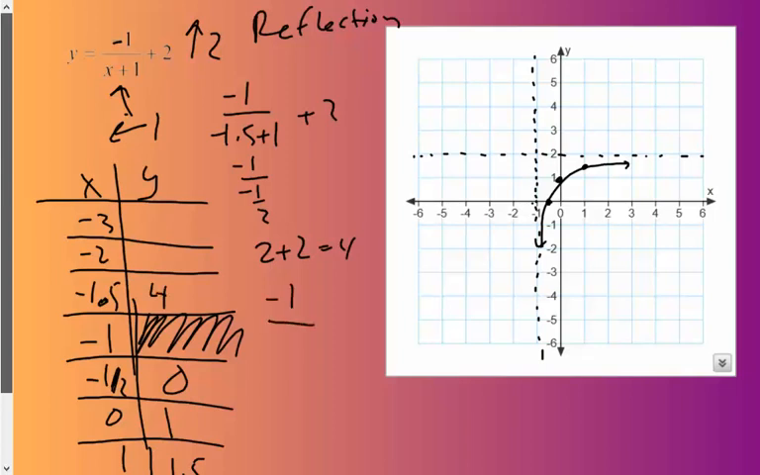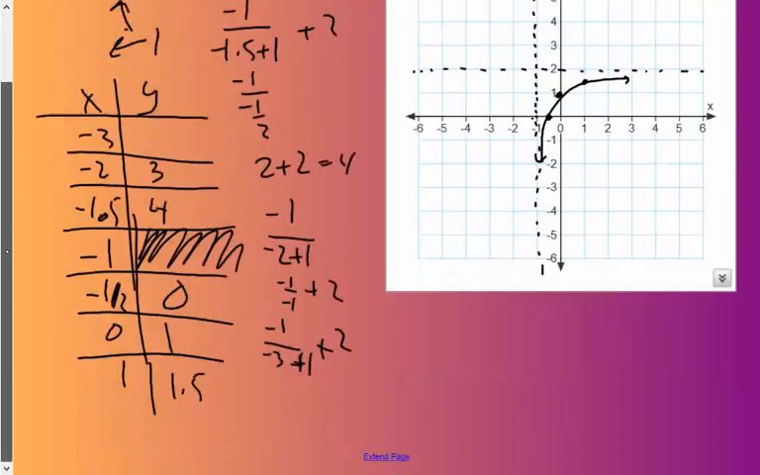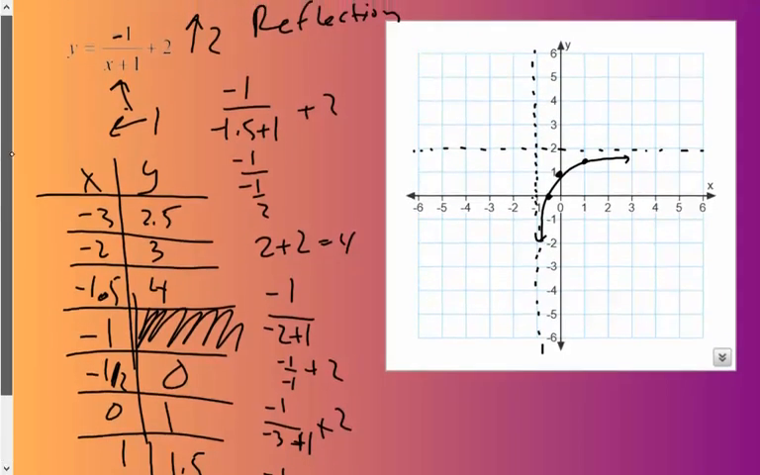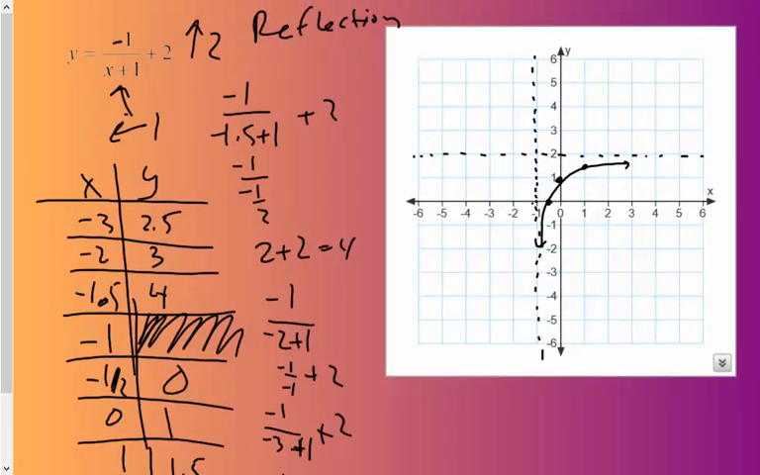Okay, -1 divided by -2 plus 1, that leaves me with -1 over -1 plus the 2, so that's 1 plus 2 is 3. And one more, -1 divided by -3 plus 1 plus the 2. Alright, so that leaves me with -1 divided by -2, that's a +0.5. +0.5 plus the 2 is 2.5. Ooh, this is a lot of work, I will tell you that.